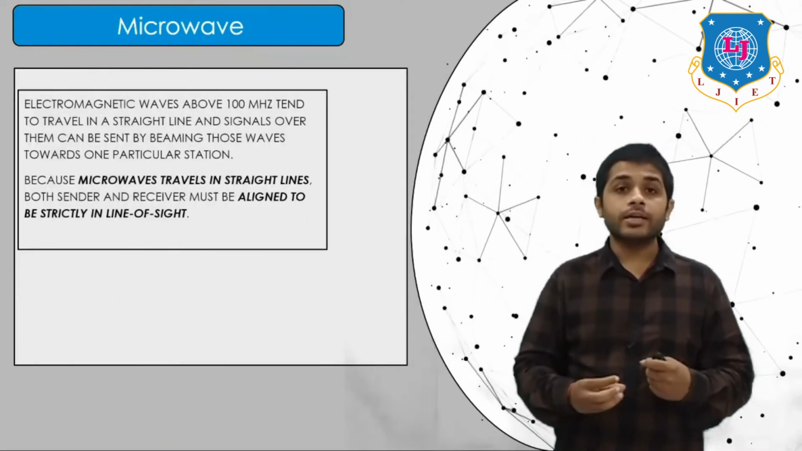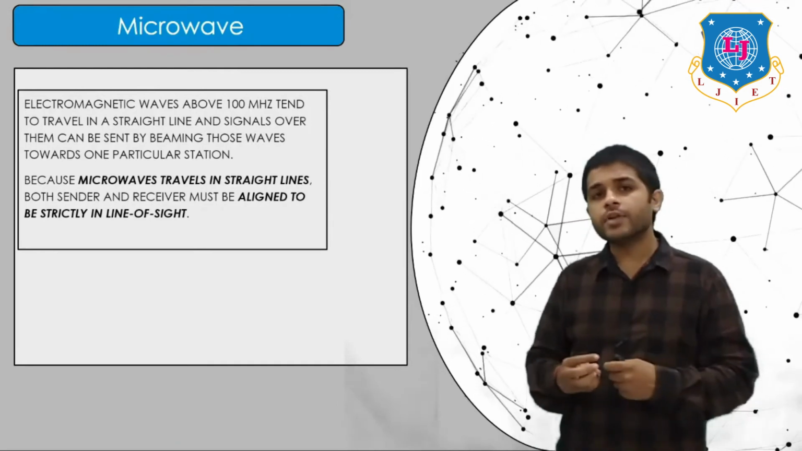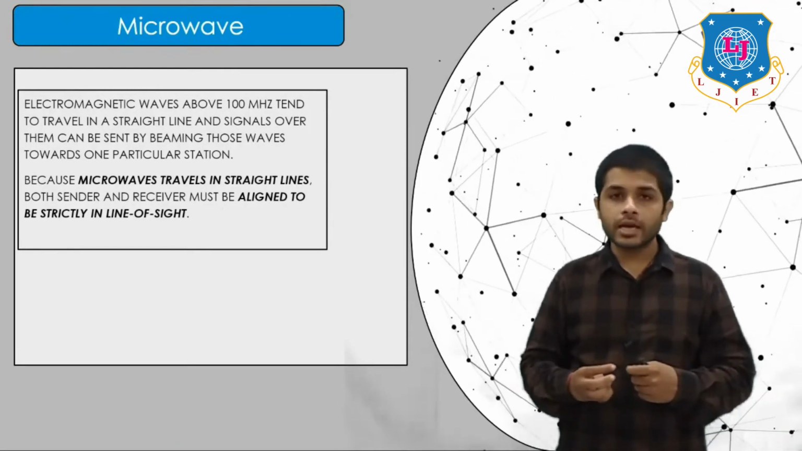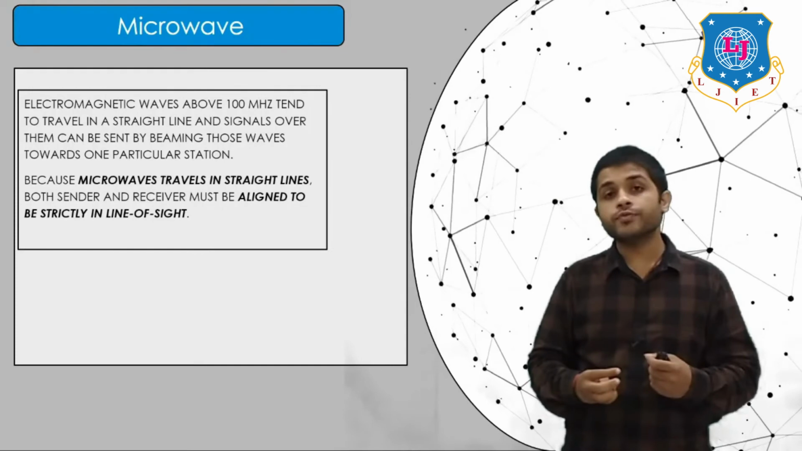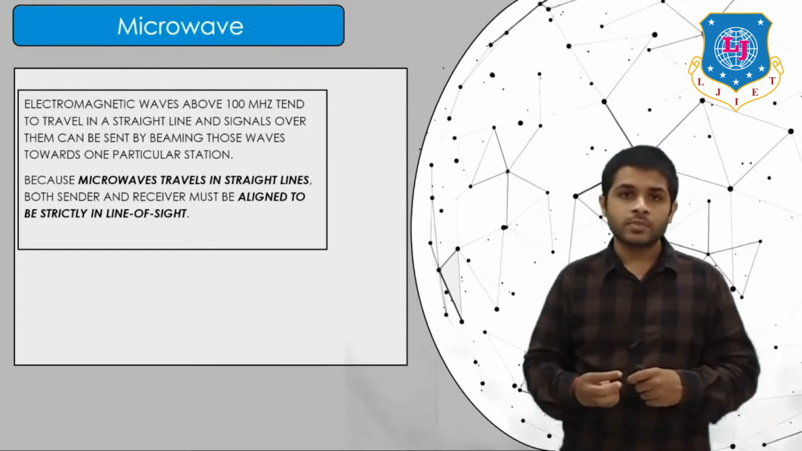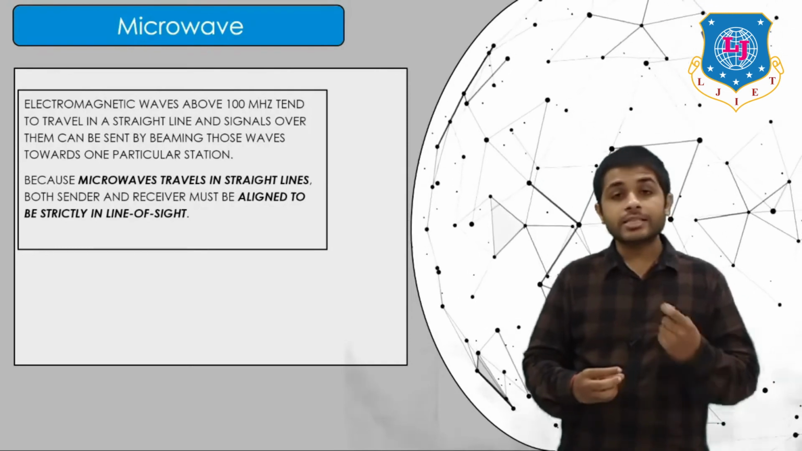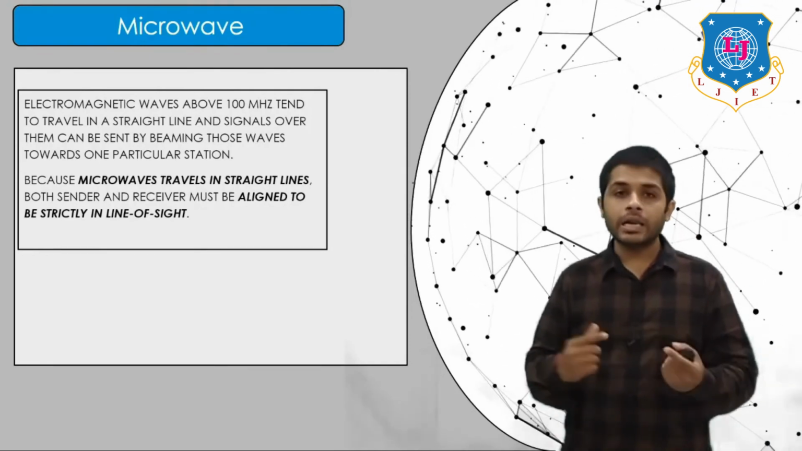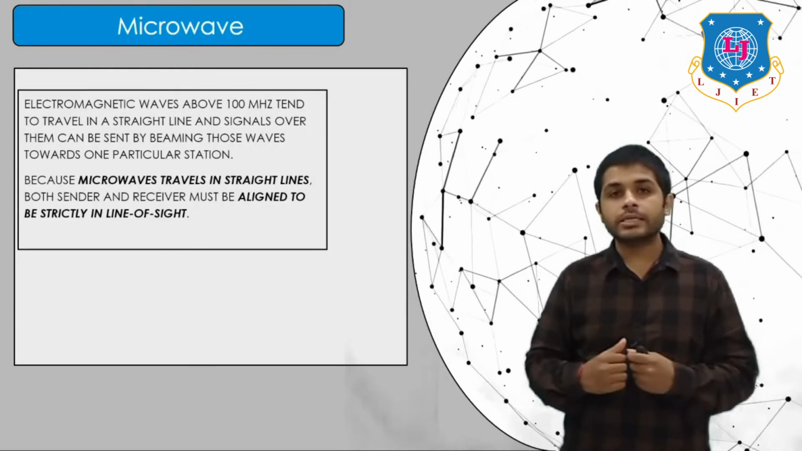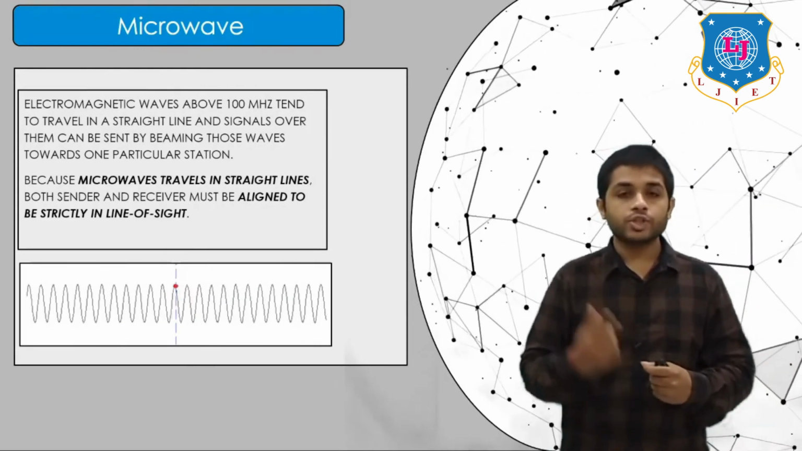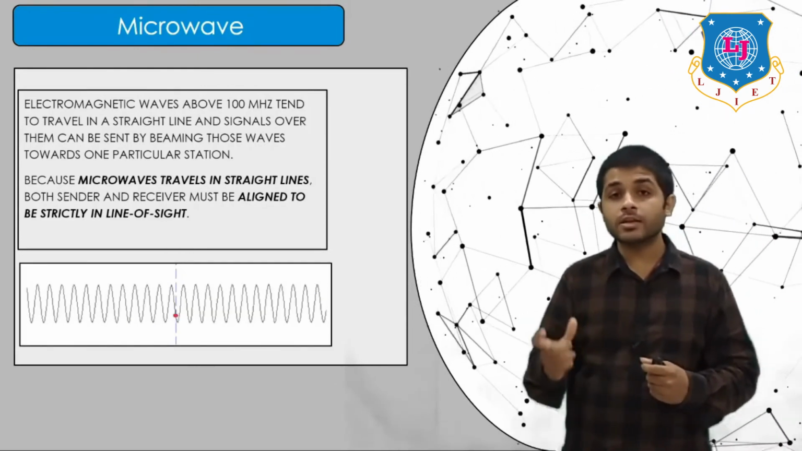After that, there is microwave. Generally the frequency of the microwave is in gigahertz, and microwaves are used for satellite communication. The microwave can travel through a straight line, and the sender and the receiver should be aligned so that communication can take place. So you can see the frequency of the signal is very high.